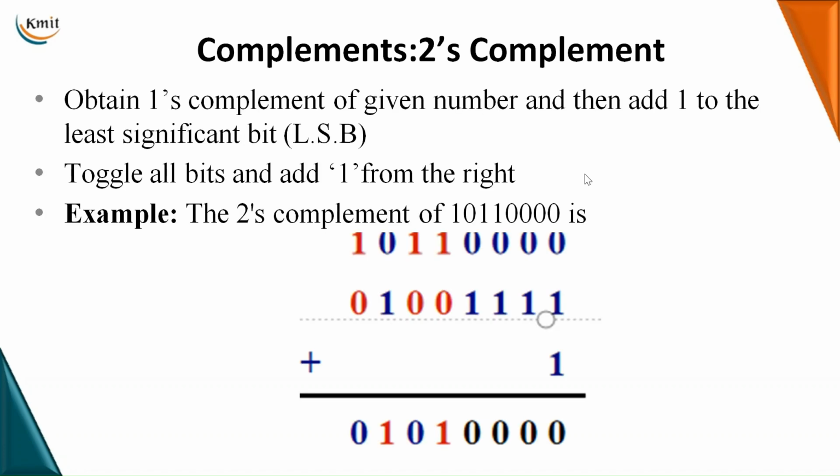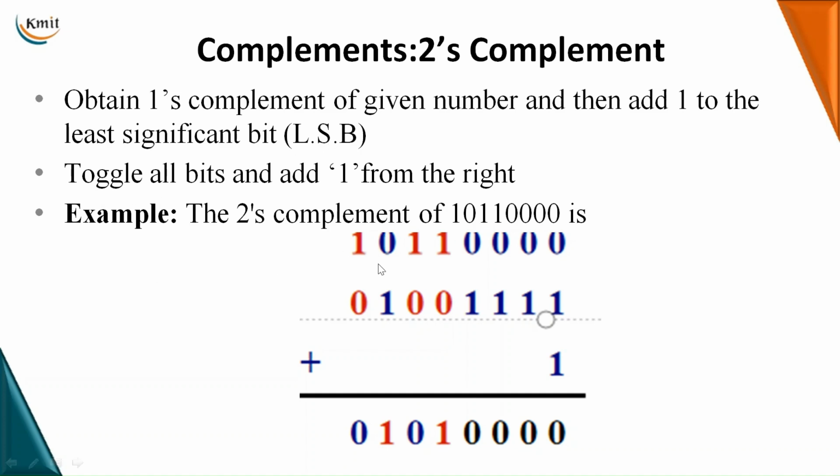So that is the main disadvantage of one's complement. Next, we go with the two's complement. So, how do you obtain a two's complement of a given binary number? Obtaining the two's complement of a given binary number is done by first obtaining the ones complement of the number and then adding 1 to the least significant bit. So that will give you your two's complement.